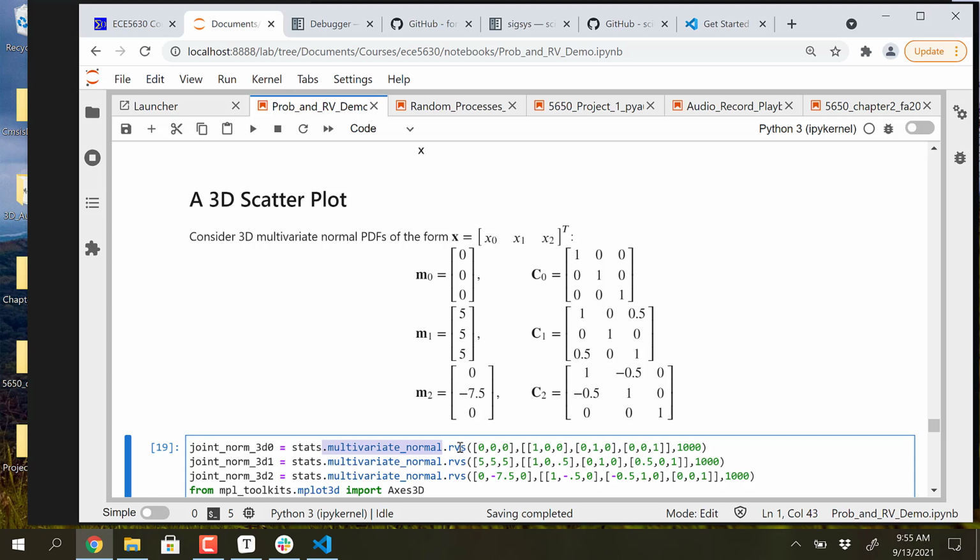You can define an array, and then we'll have the covariance matrix. I'm about ready to define that. And then you can just say how many samples you want to generate. So the first argument is the array of means. The second argument is a covariance matrix, row by row by row. And then the third argument is the number of samples you want to generate.